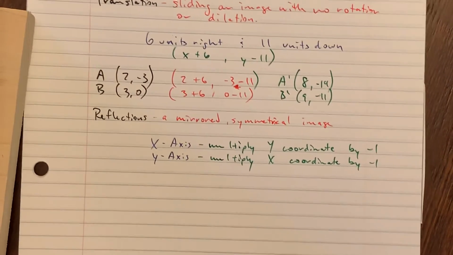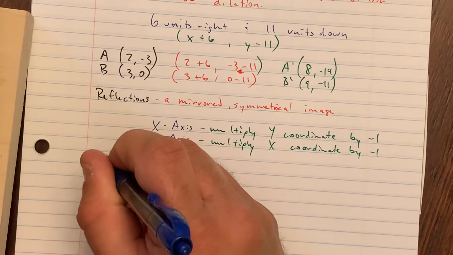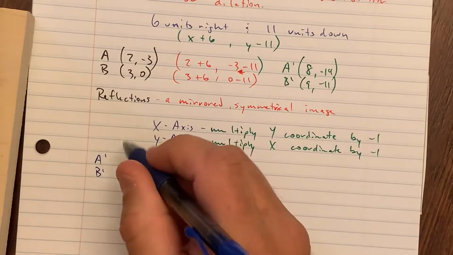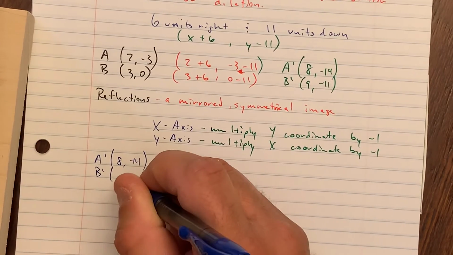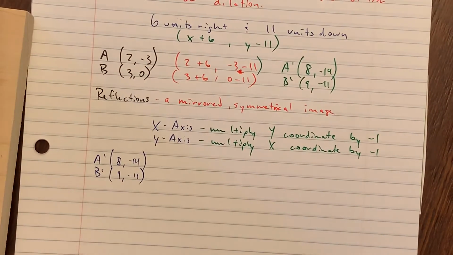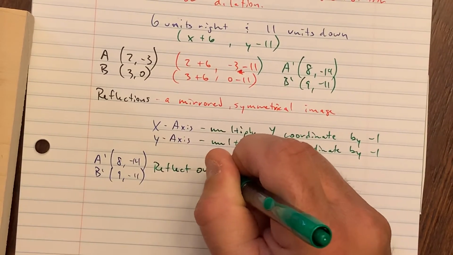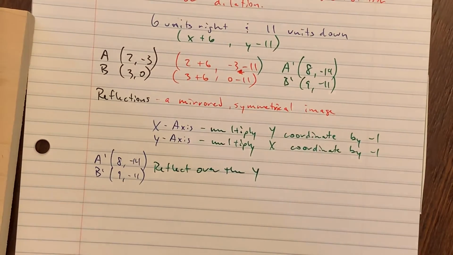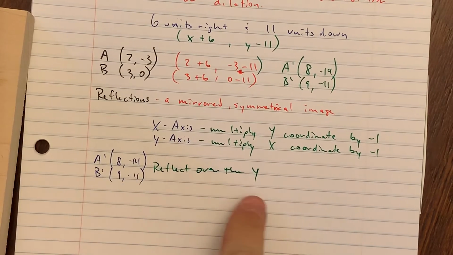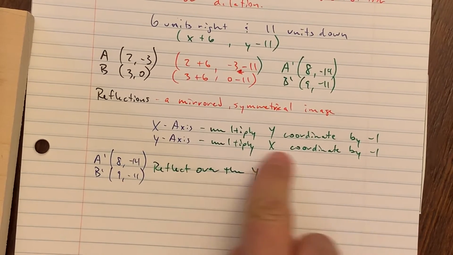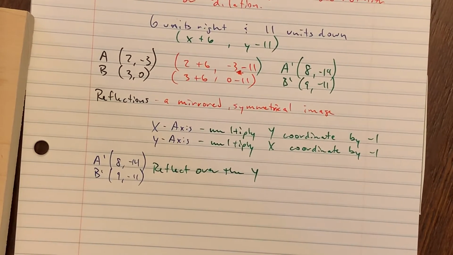Okay, so let's say we're going to take A prime and B prime points. So let's say it's (8, -14) and then (9, -11). And let's reflect over the y. We're not flipping, we're not switching these. All we're doing is, since we're reflecting over the y, we're going to multiply the x-coordinate by -1. That's our first number in our ordered pair.